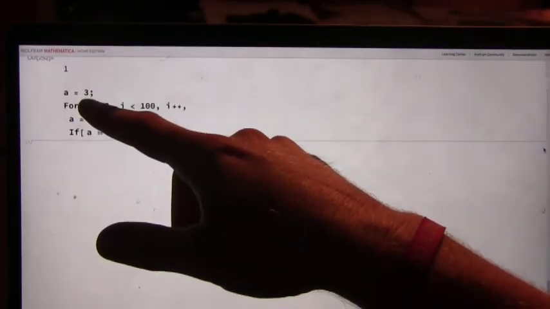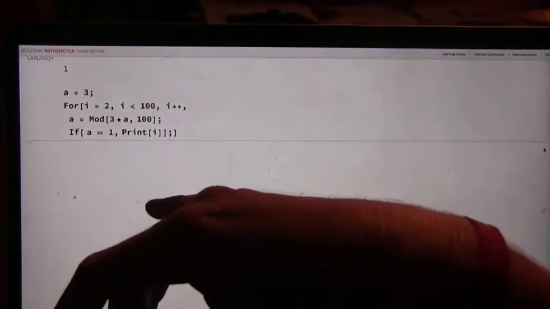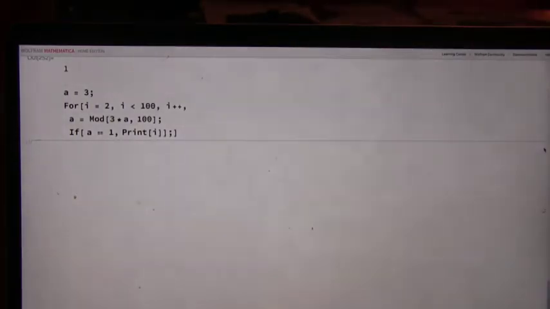So in the beginning I say let A equal 3. And what's the first thing I do? What's the next thing A becomes? So you set A equal to 3 squared, so 9. So you say A is 9 mod 100, which is 9. Okay.